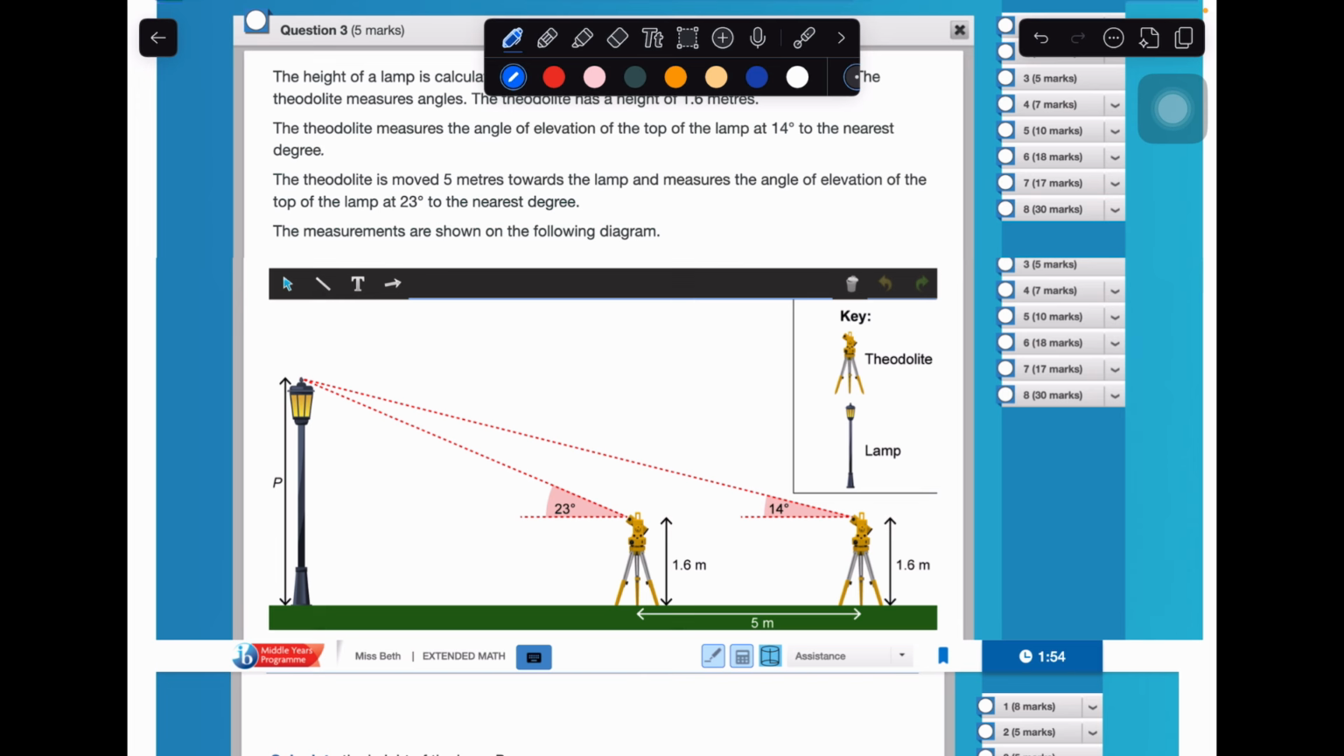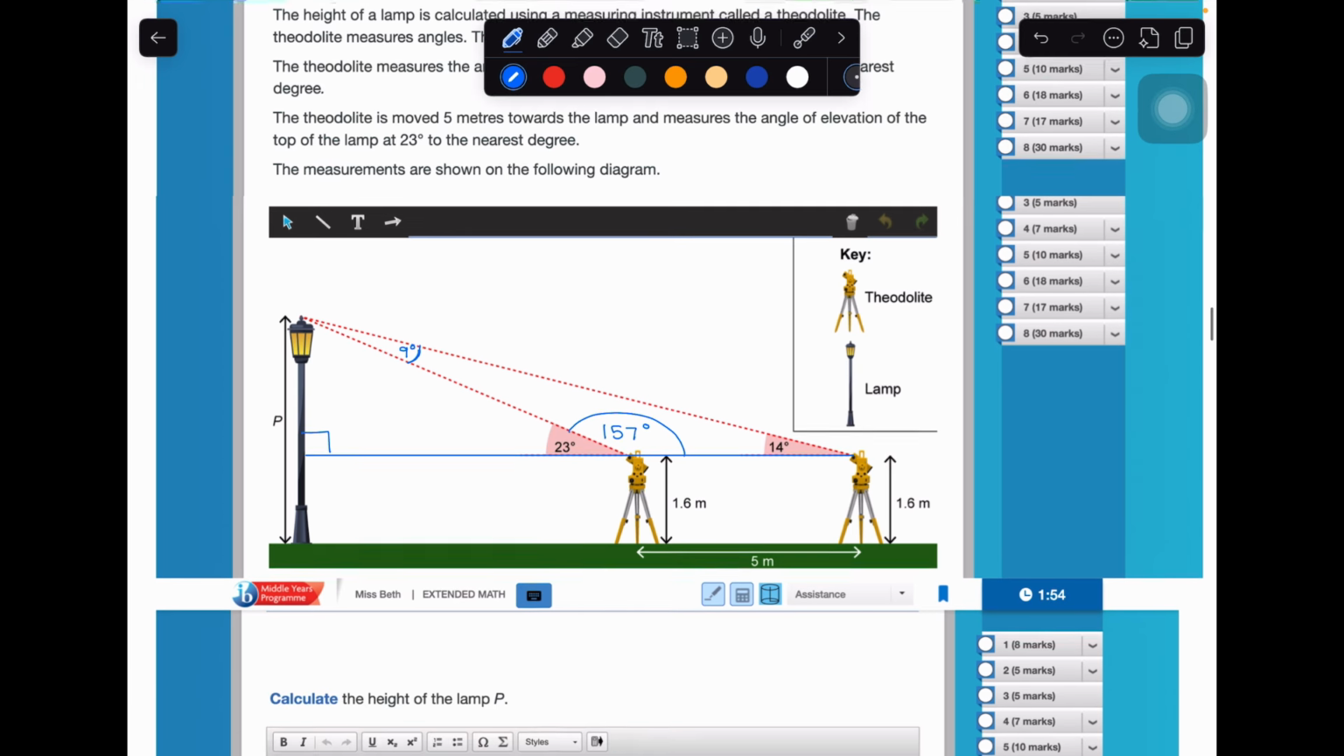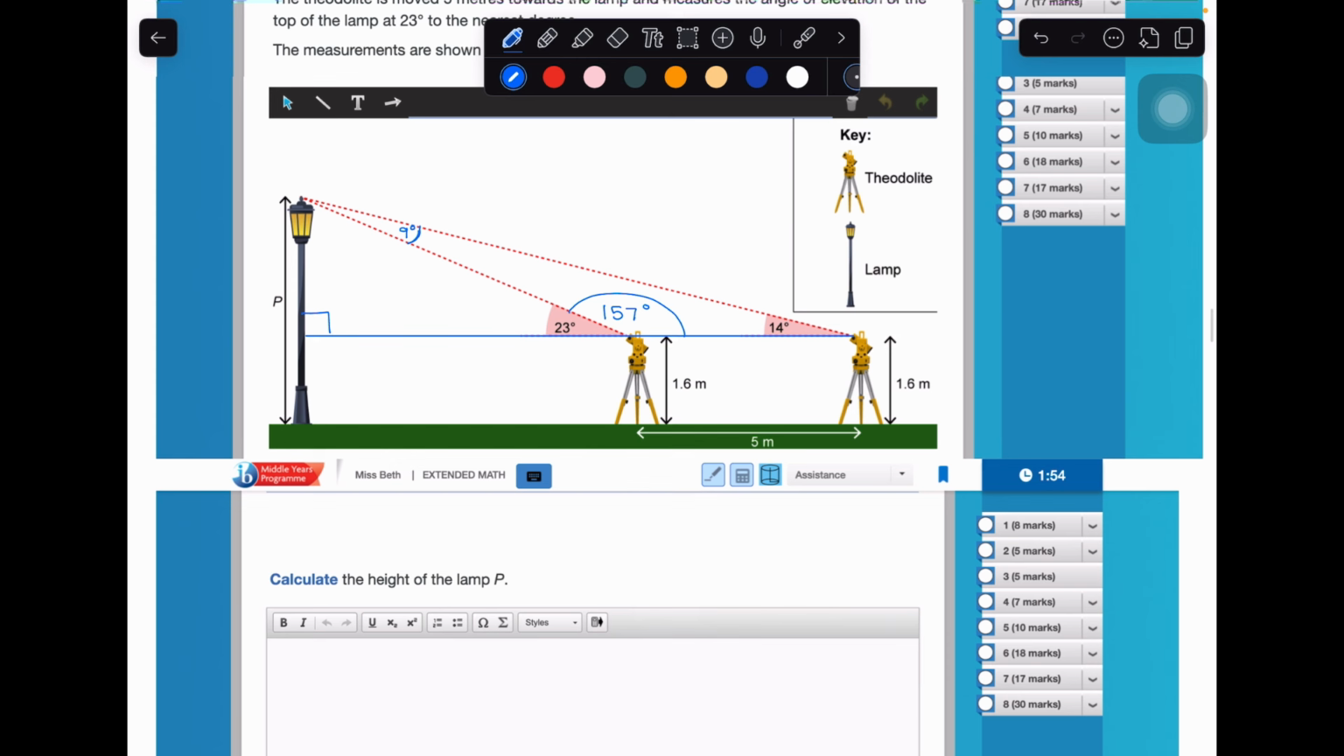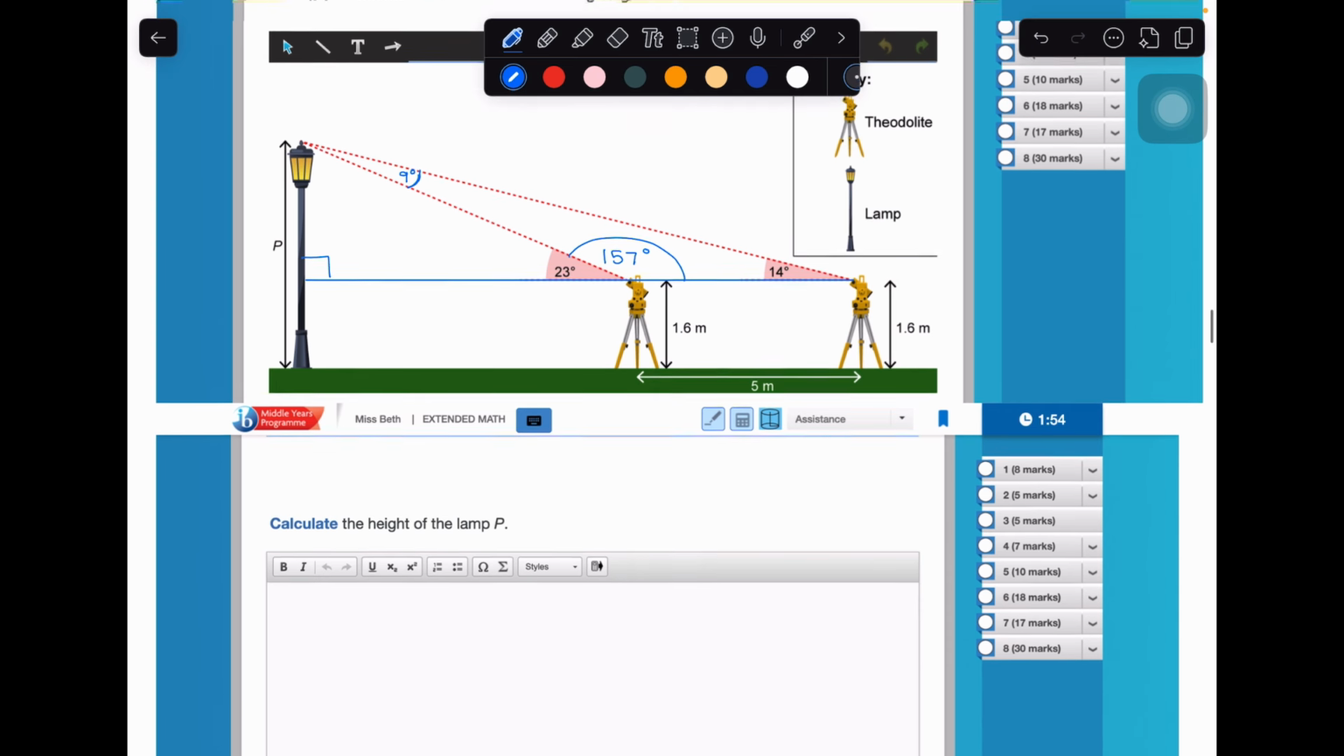So at this point, I would just think about what else I know. I know that this is a horizontal line here. I know it's going to form a right angle here. If this is 23 degrees, then this here must be 157 degrees. And then I also know that this here must therefore be 9 degrees. So ultimately we're trying to find P, but currently I need a little bit more information from that left-hand triangle to work this out.